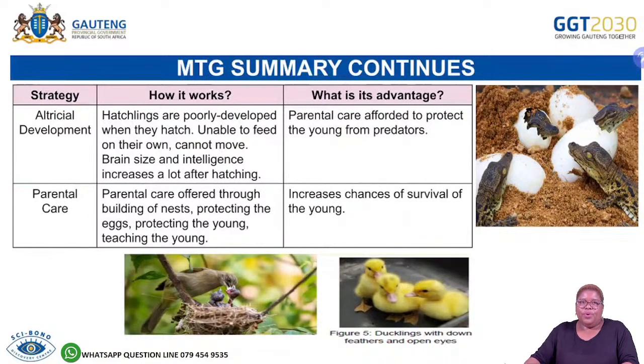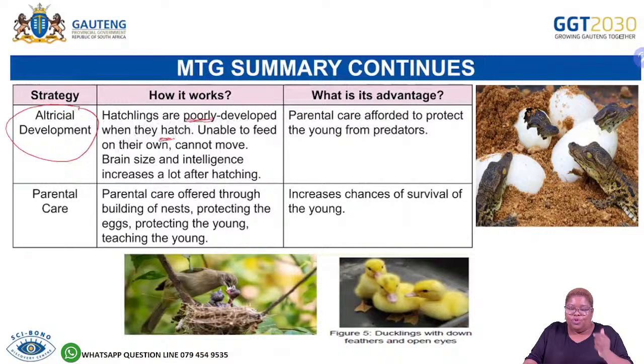Okay, now we're looking at the following strategy, altricial development. Now with altricial development, how does it work? Now, in this case, hatchlings are poorly developed when they hatch, poorly developed. They are unable to feed on their own. They cannot move. I'm going to give an example of you just after birth.